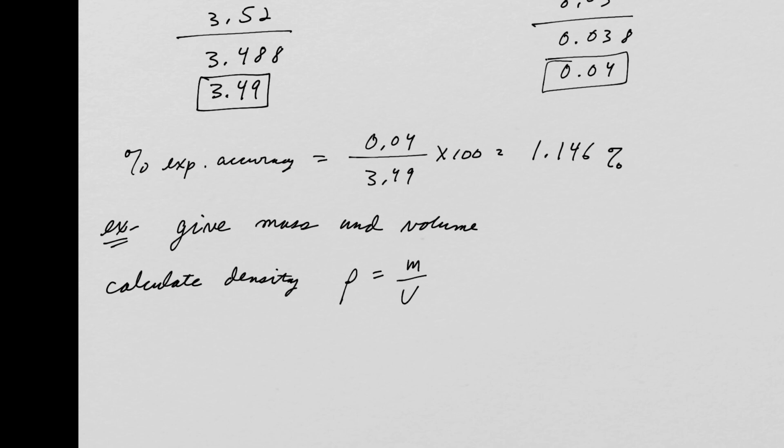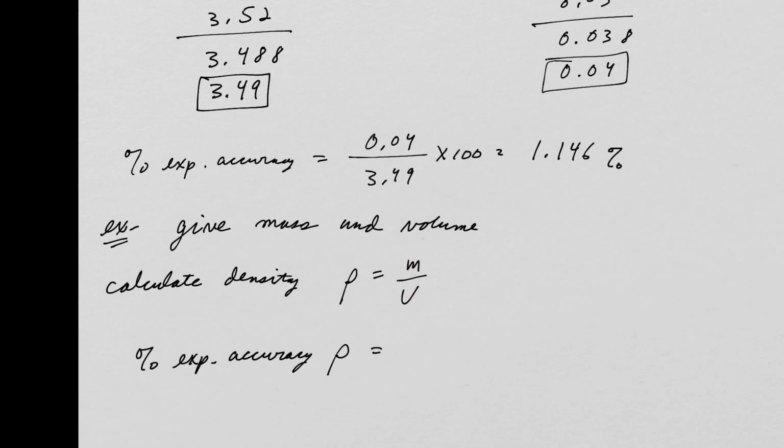volume. But then I could also ask you to calculate the percent experimental accuracy for density. And remember, that depends on the formula, right? Because the formula involved dividing 2 quantities. Whenever you have a formula that involves multiplying or dividing quantities, if you want to find the percent experimental accuracy of this dependent variable, in this case of the density, then the rule is you have to add these respective percent accuracies.